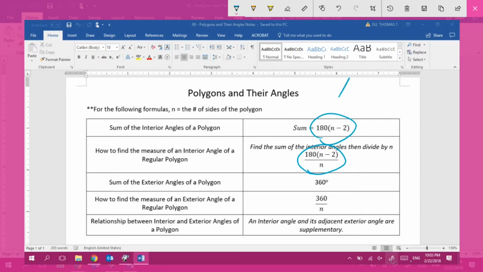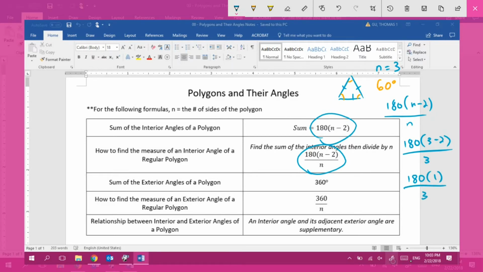For a triangle, a regular polygon would be an equilateral triangle. What is the measure of each angle in an equilateral triangle? We know it's 60 degrees. Let's check it with this formula: 180 times n minus 2, divided by n. n is 3 for a triangle, so let's plug in the 3 for n. 180 times 3 minus 2, divided by 3. 3 minus 2 is 1, so this is really 180 times 1 divided by 3. That's just 180 divided by 3, which equals 60. And that's the 60 degrees that each angle in an equilateral triangle is. So it works.